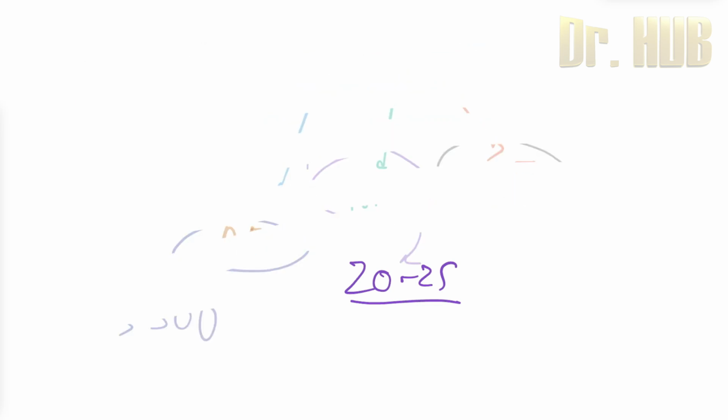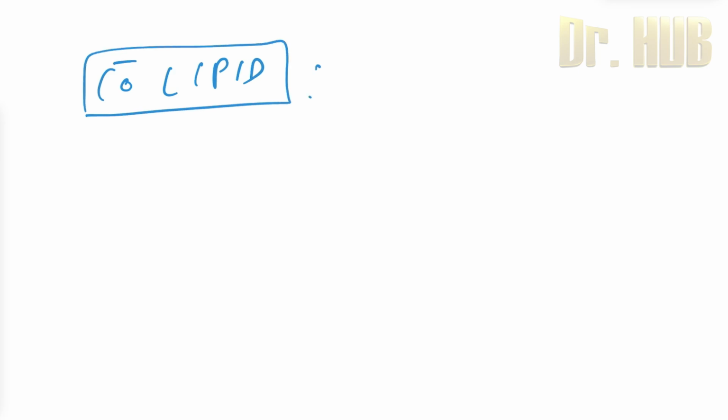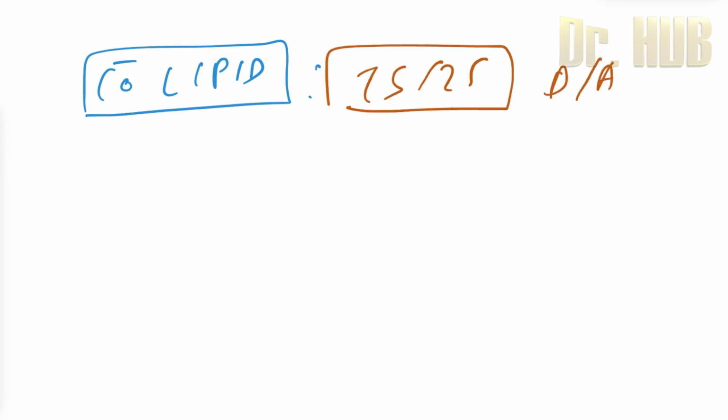Next, without lipid. Without lipid, it is 2 in 1, 75 and 25, which is dextrose and amino acids. With lipid there was fat; here there is no fat, so no lipids are used.